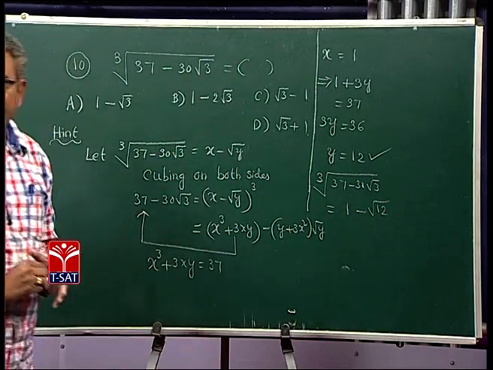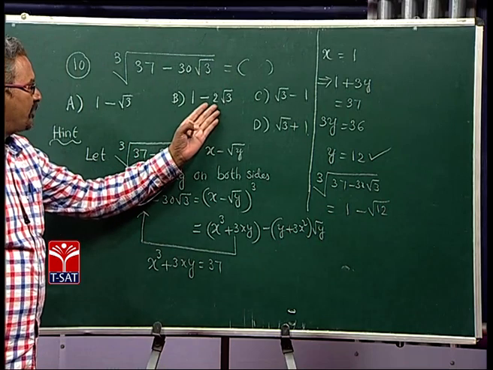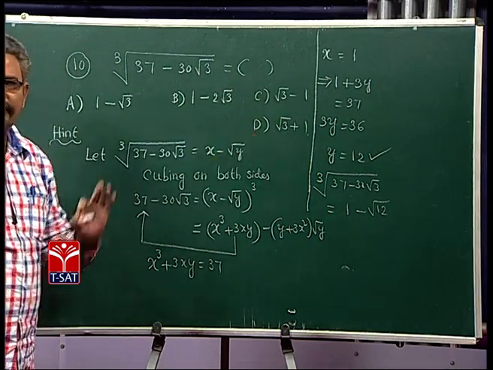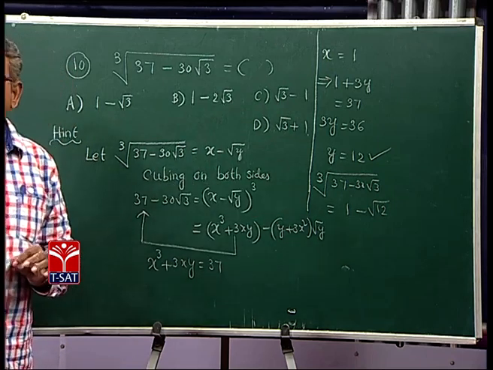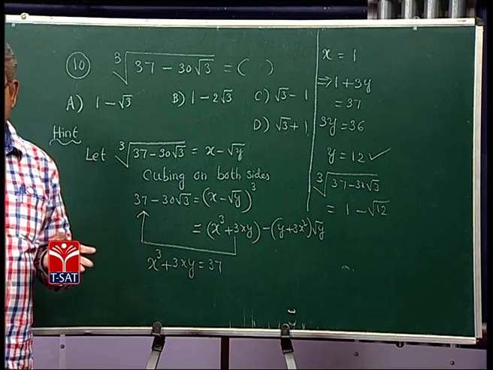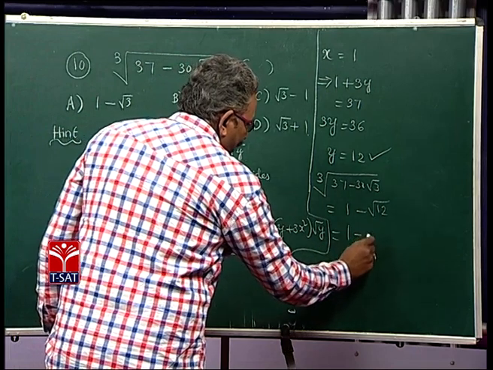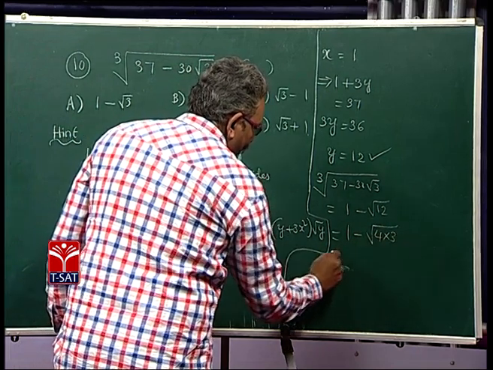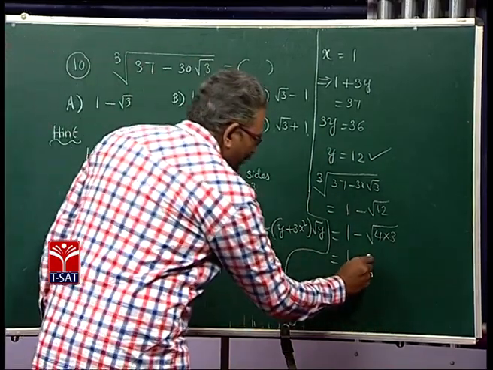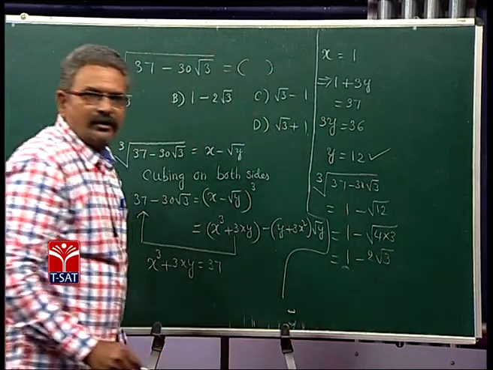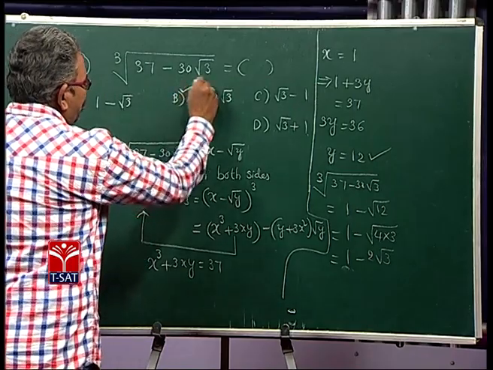Just look for the answer. First option, second option, third option, fourth option. We may get confusion, but don't worry. Now root 12 is a pure surd. We have to change it to a mixed surd. So that means this can be written 1 minus root of 4 into 3. So 1 minus, what is the square root of 4? Yes, 2. This is 2 root 3. Now which is the right option? Yes, B will be the right option.